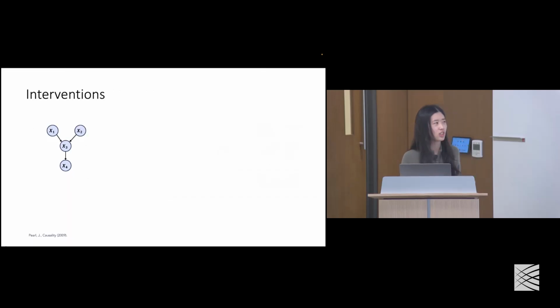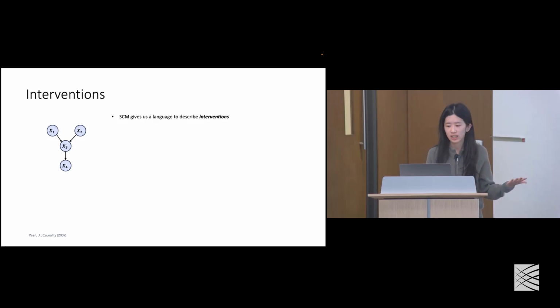So with that definition, I want to try to define interventions, which sometimes can be used to summarize genetic perturbations. So SEM, defined on the previous slide, gives us language to describe interventions and how the system changes under interventions. So what do I mean by that?